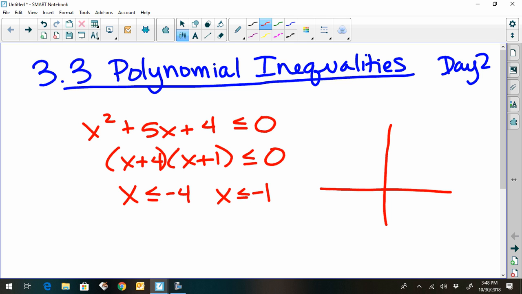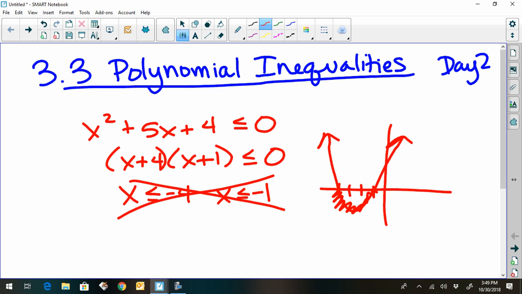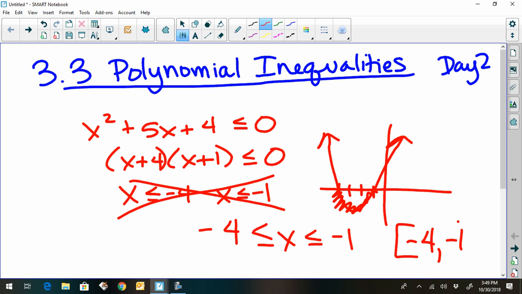Some of you said that doesn't totally make sense. When we looked at the graph, we saw that the only place it was less than or equal to 0 was in this area right here. So our answer was not what we previously thought, but -4 is less than or equal to x, which is less than or equal to -1. And then we wrote that in interval notation, the way we'll write it as pre-calc students. And that would have been our answer.